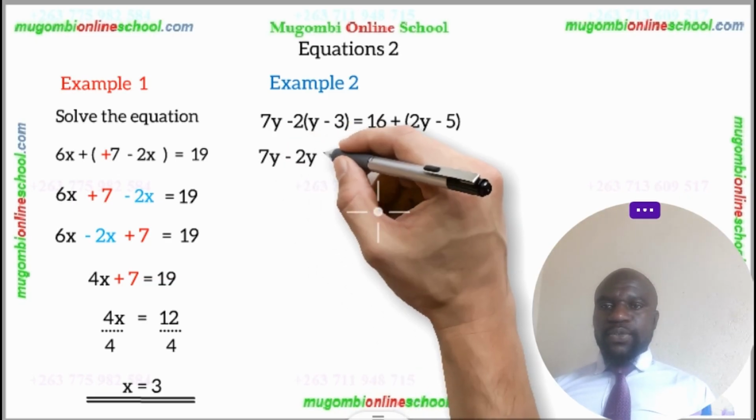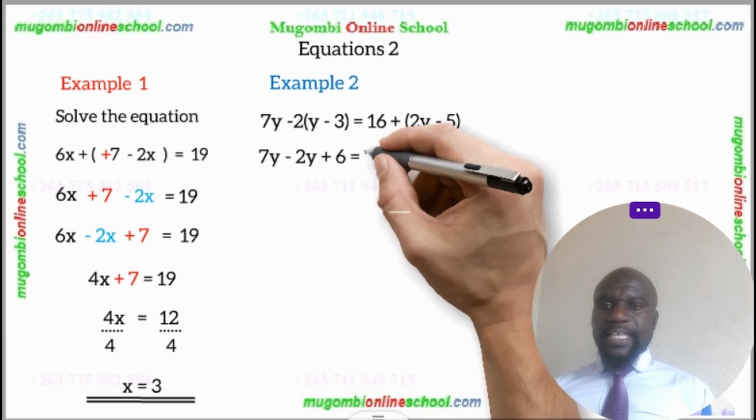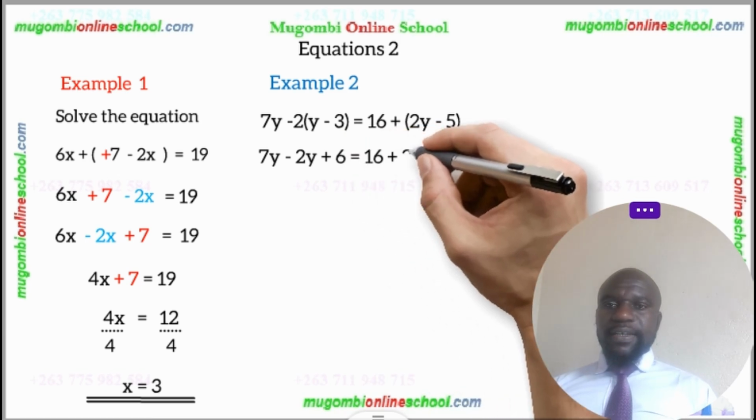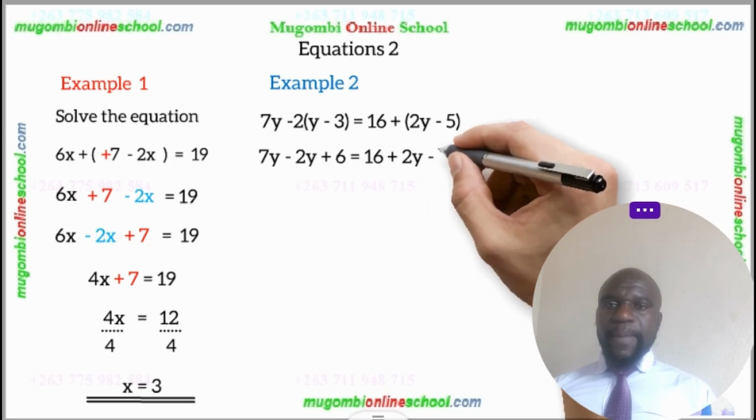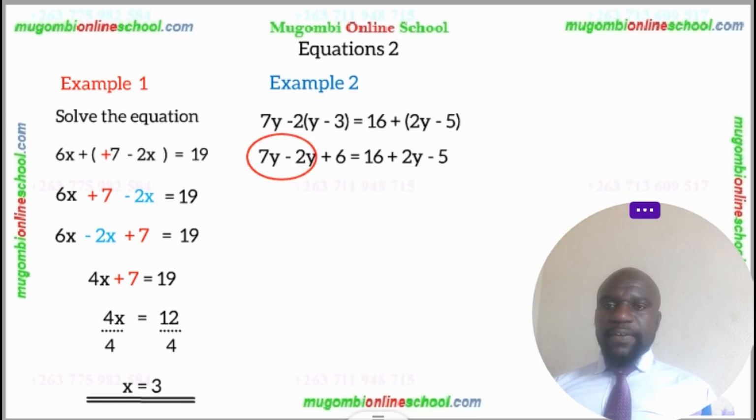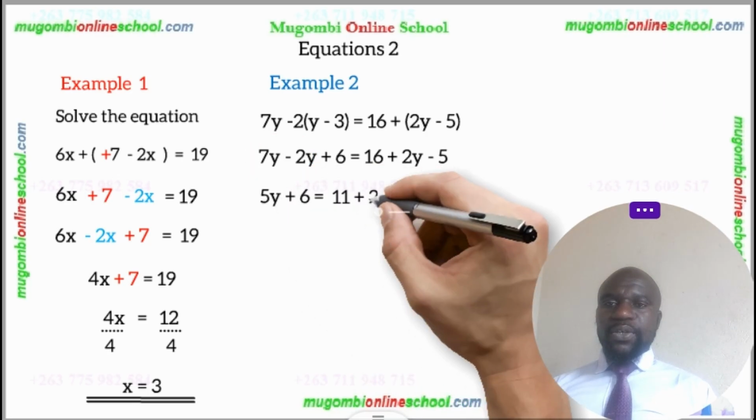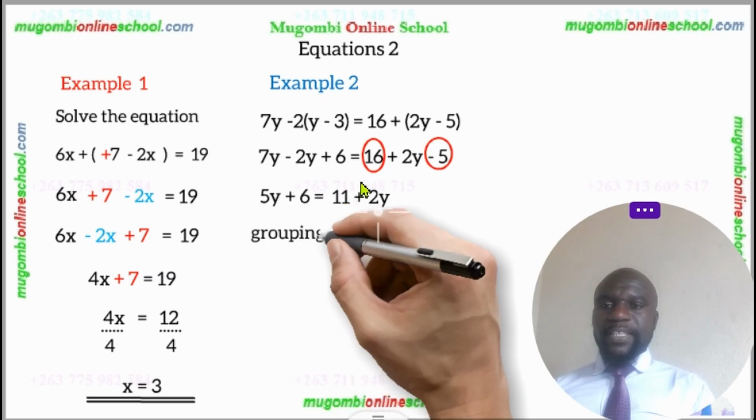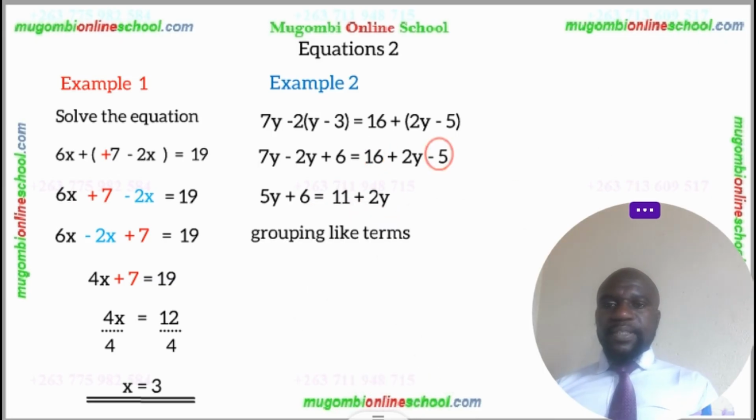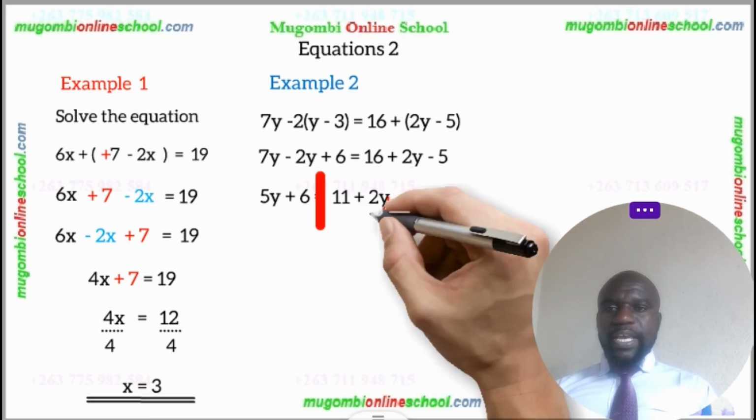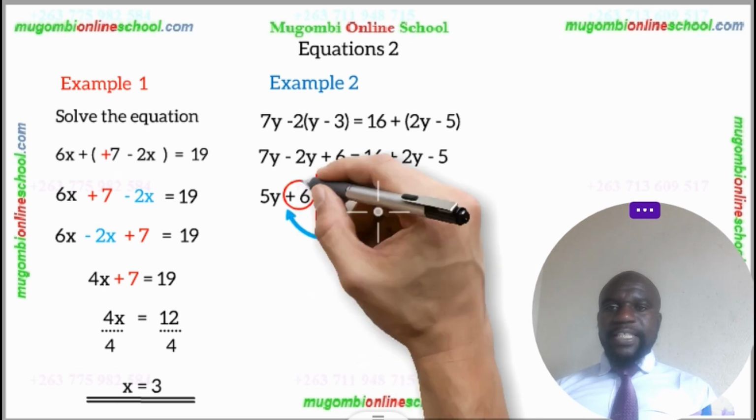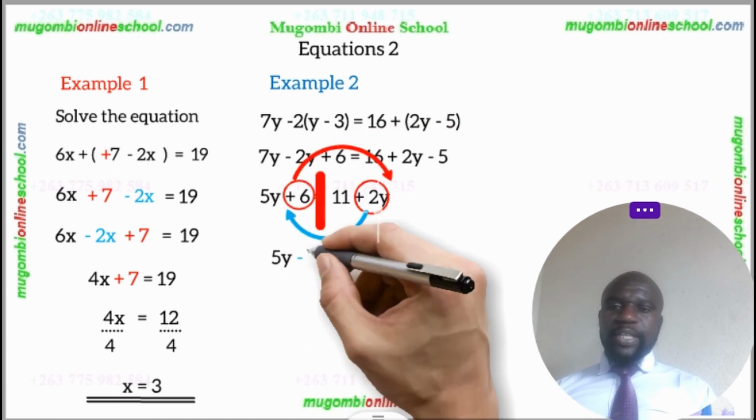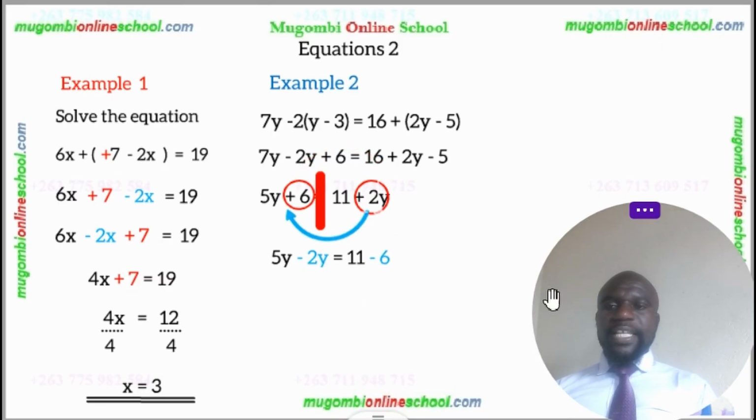7y minus 2y positive 6 is equal to 16. Then positive 2y minus 5. And we have to simplify this, and it will give us 5y plus 6, which is equal to 11 plus 2y. 16 minus 5, that is the one which gives us 11. Then grouping like terms, I want you to assume that the equal sign is a dual. And if anything crosses the equal sign, it has to change the sign. And the positive 6, if it moves to the right, is going to change the sign. So this will give us this expression.